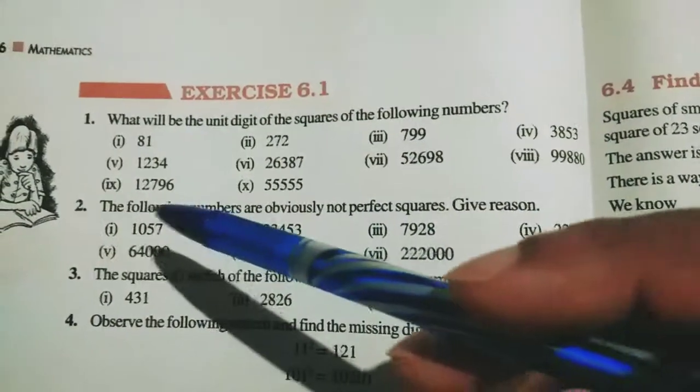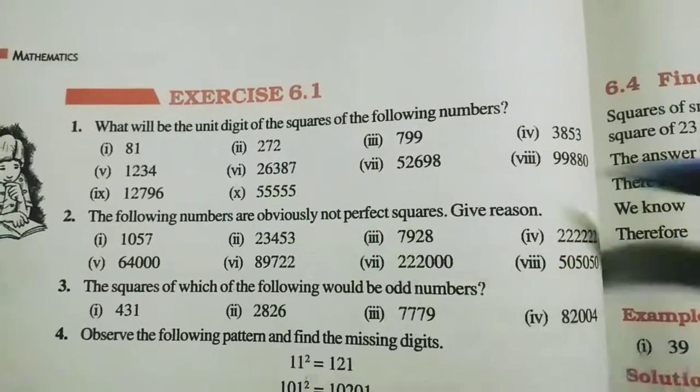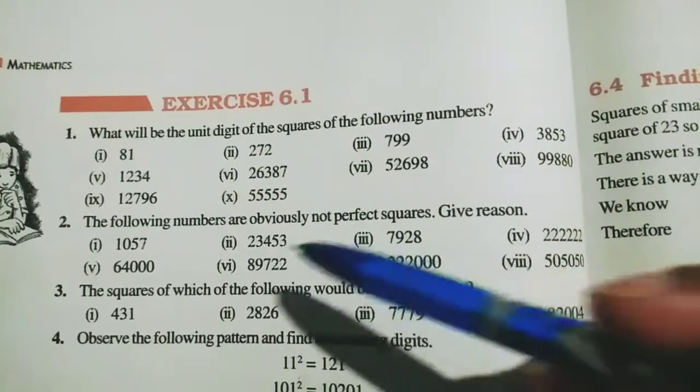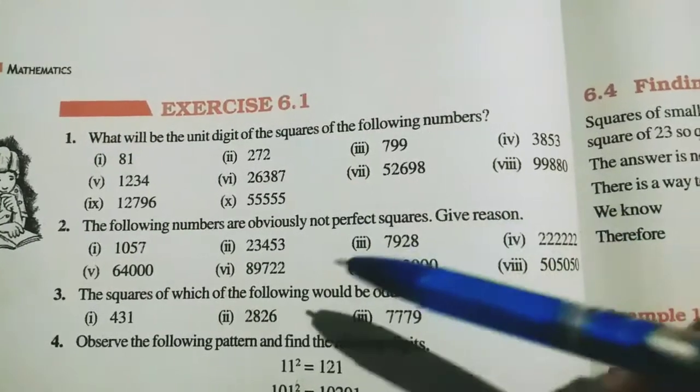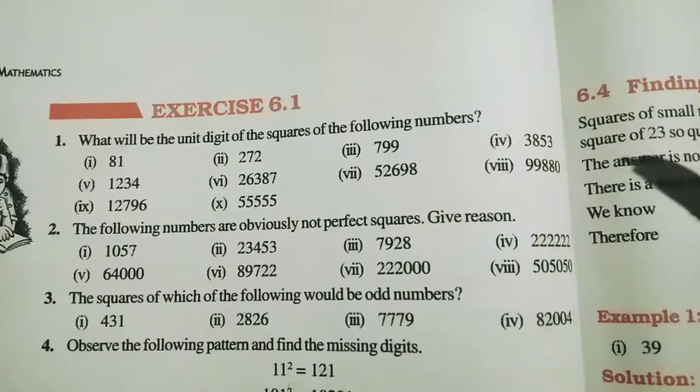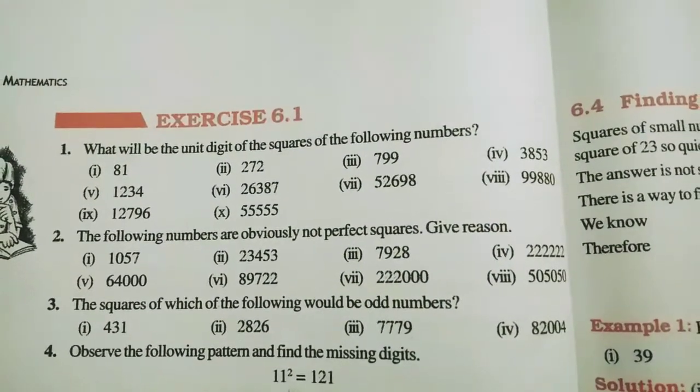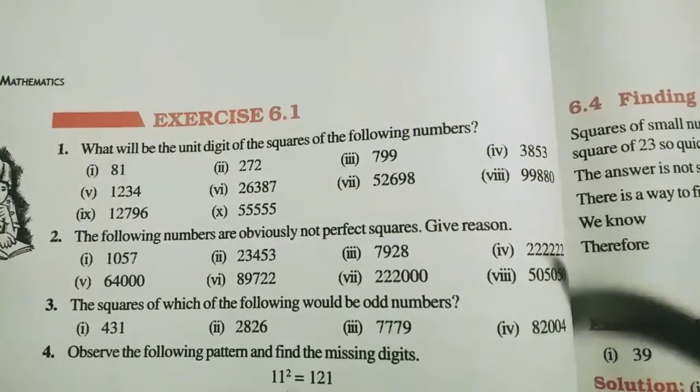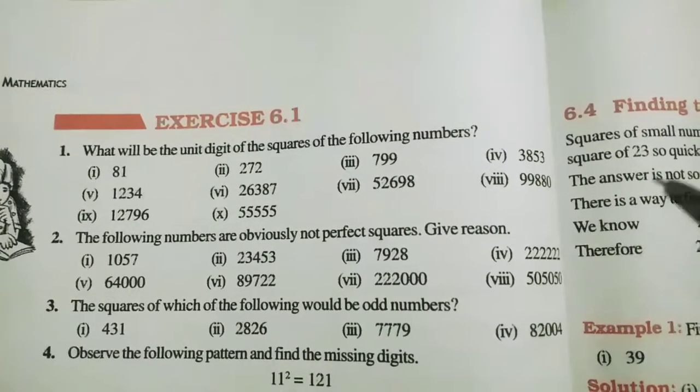Next, question number 2. The following numbers are obviously not perfect squares. These numbers are not perfect squares, so you have to give the reason why they are not perfect squares. To decide a perfect square, again you have to see the unit place digit, because the unit place is very important.